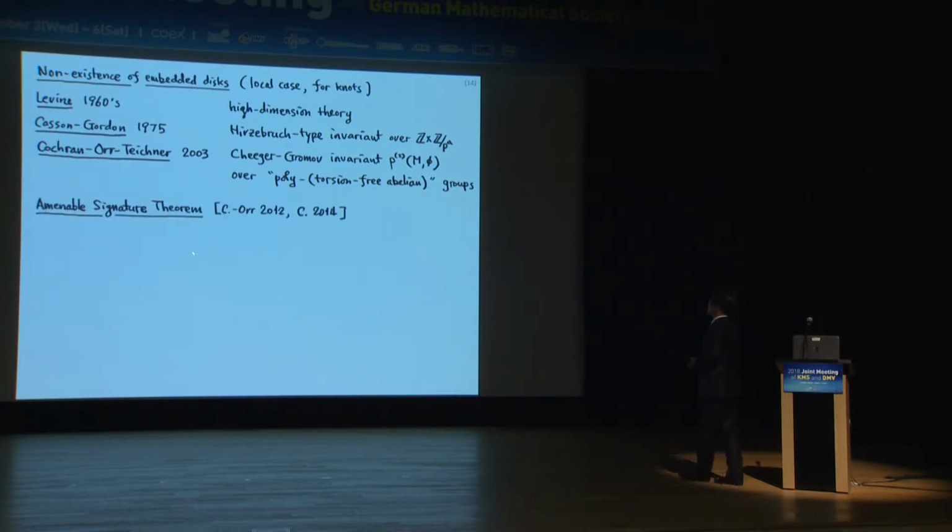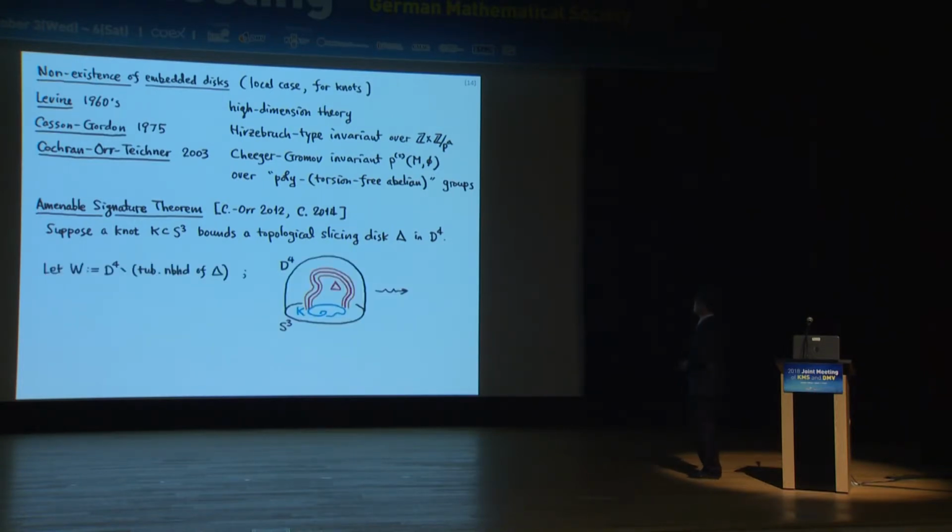And for now, the strongest known result is the following, which is called the amenable signature theorem. This is partly joint work with Kent Orr at Indiana University. So suppose I have a knot which is topologically slice. It bounds a topological slicing disk in D4. And then let's think of this 4-manifold W obtained by removing a tubular neighborhood. So this is my knot. This red is the slicing disk. And I thicken this slicing disk a little bit, as shown here, and then get rid of this thing.